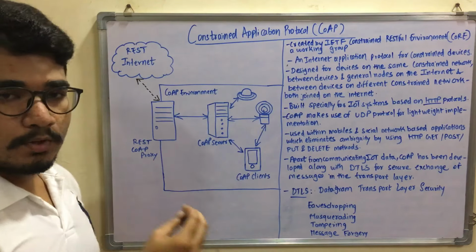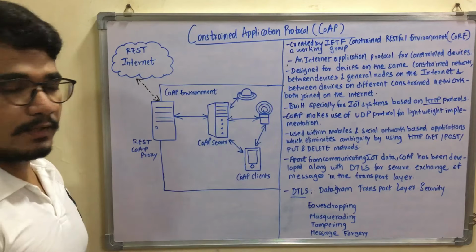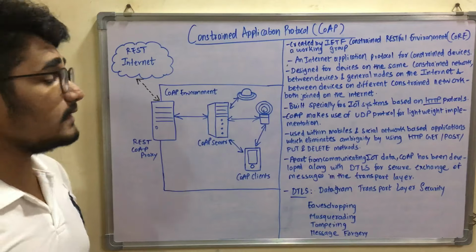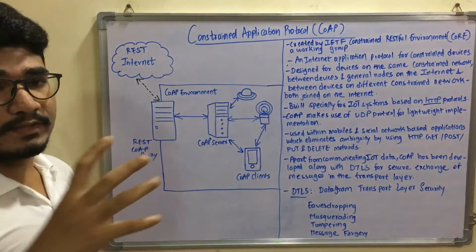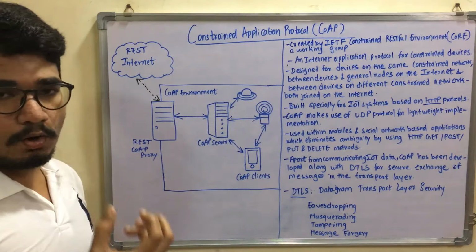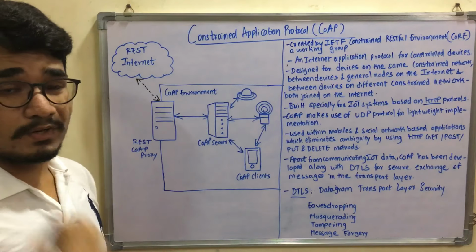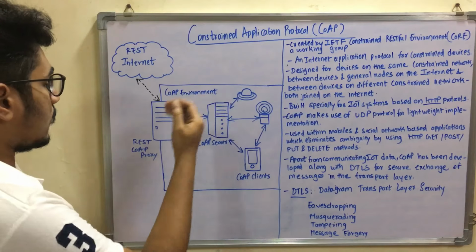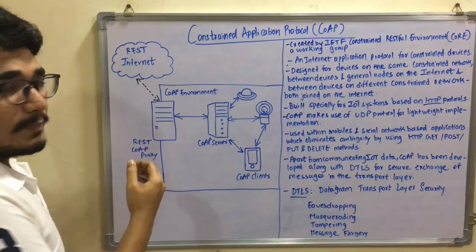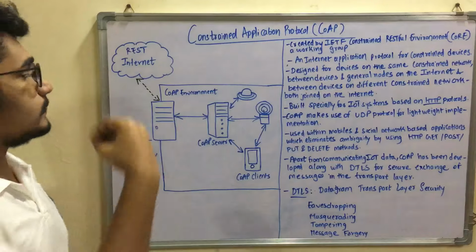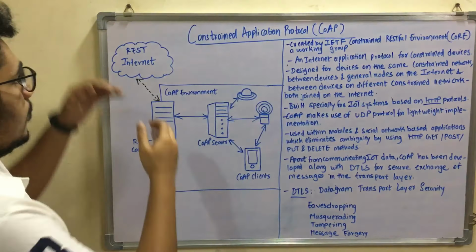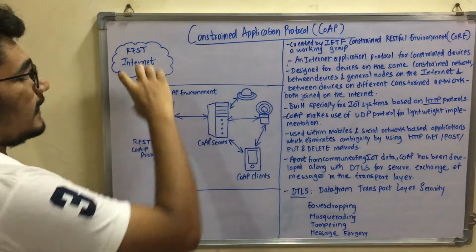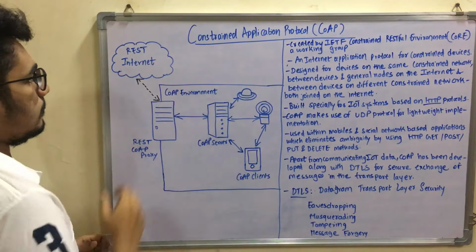You have a number of CoAP clients. First you have a smartphone, then you have an RFID sensor, or you can have a CCTV camera. All those log details which are generated for that particular day are sent to the CoAP server, and then it is routed to the REST CoAP proxy, and then it is uploaded or stored on the REST internet. Now this link, I've made it a black arrow.